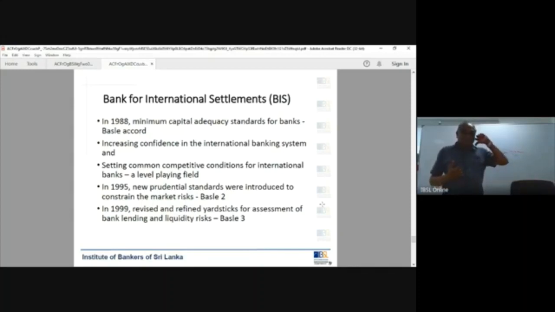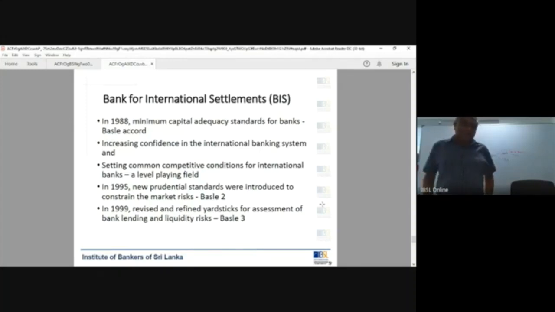Then increasing confidence in the international banking system and setting common competitive conditions for international banks. Common competitive conditions for international banks. It's a level playing field here.